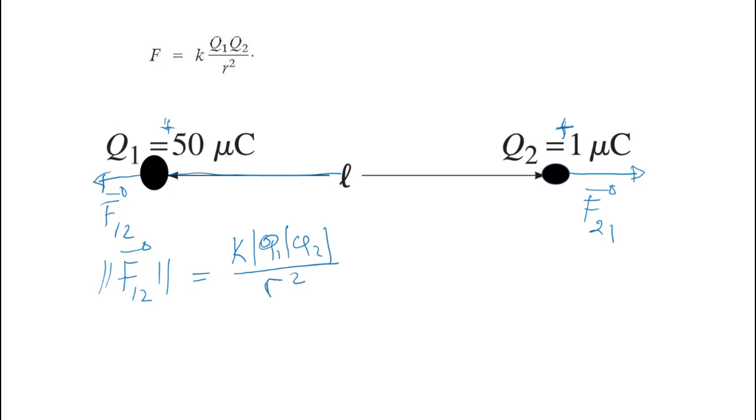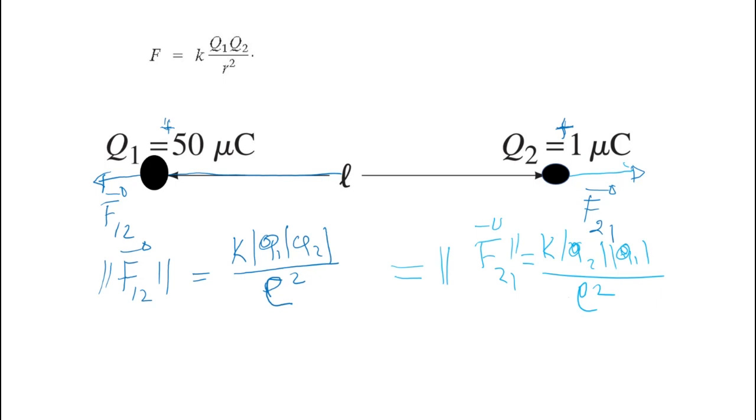The magnitude R squared in this case is L squared because the distance is L. Make sure the magnitude is always positive. The direction can be east, west, north, south, etc. The force F21 will be the same thing: K times the absolute value of Q2 Q1 divided by the square of the distance. Did you see Q1 and Q2? They are identical charges in magnitude. Then the two forces in magnitude are identical.